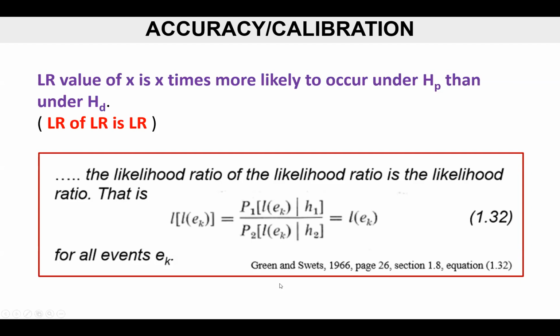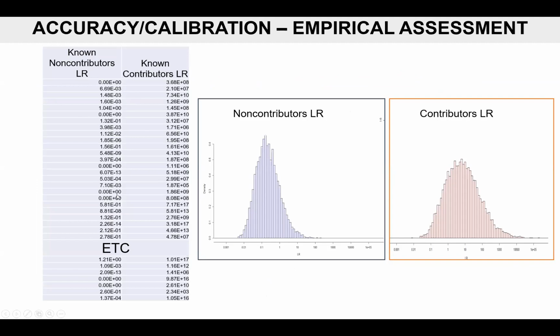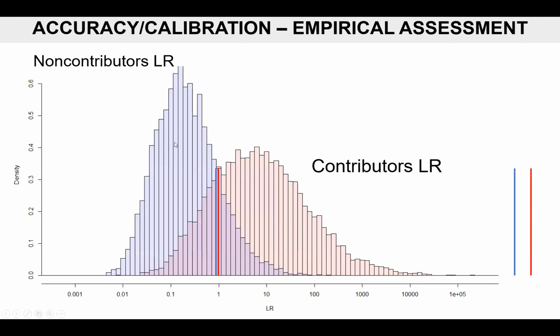So in principle, this LR of LR is LR property can be empirically tested. Going back to the thought experiment data, suppose I overlay the non-contributor histogram and the contributor histogram on top of each other, and I look at the LR value on the x-axis, LR of 1. Then you find that the height under the blue histogram and the height under the red histogram are the same. So LR of 1 occurs equally often in the two cases.